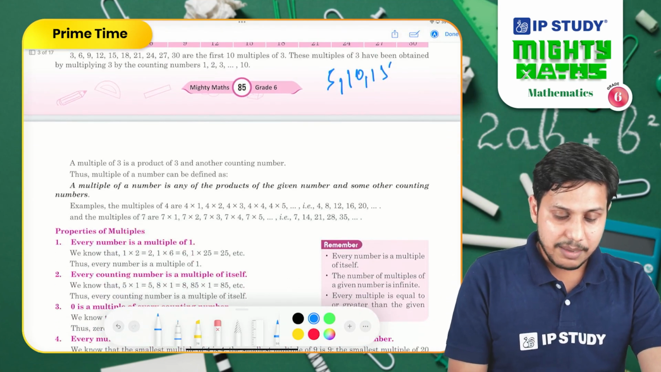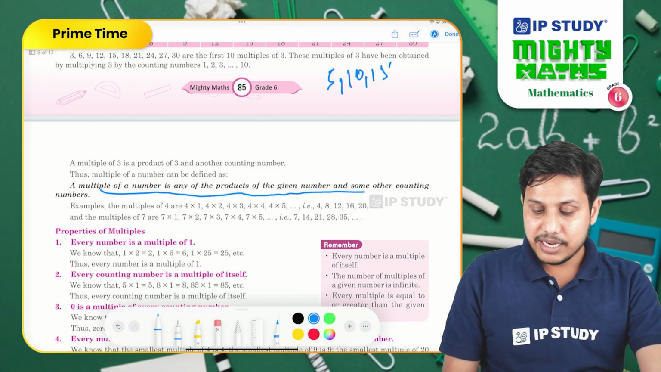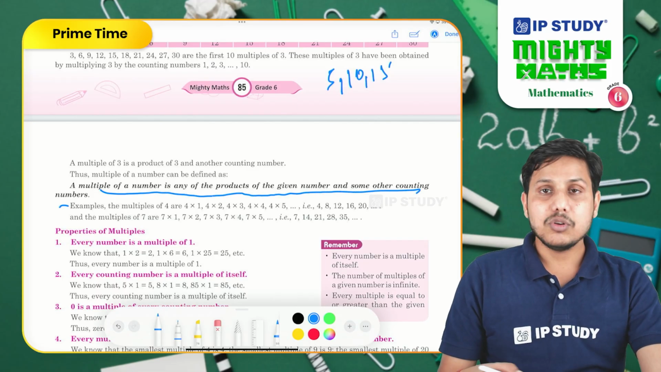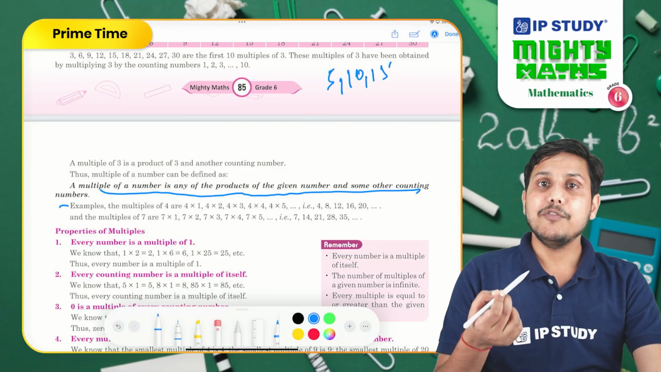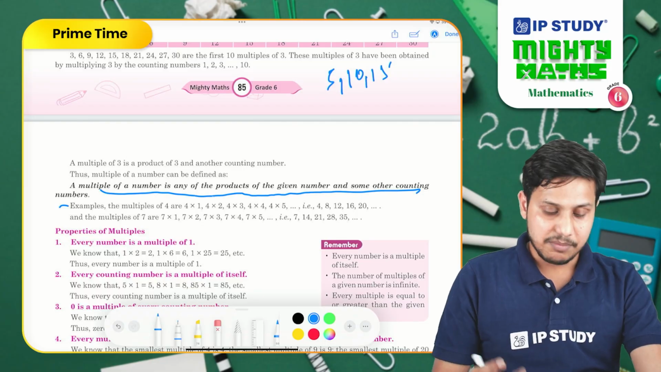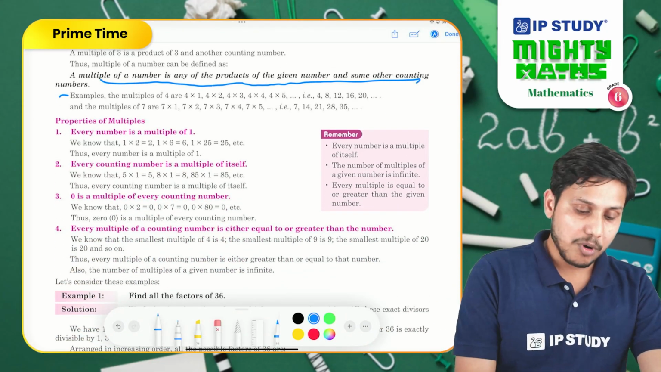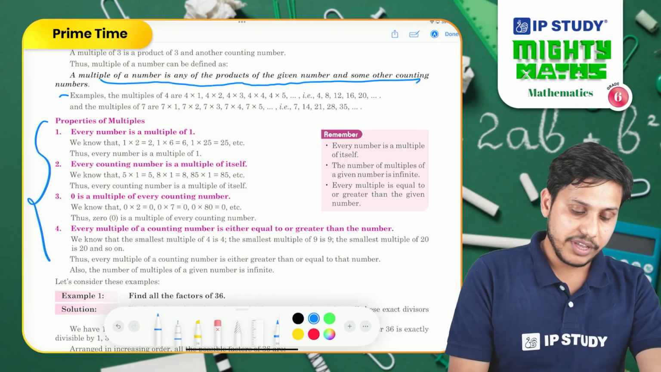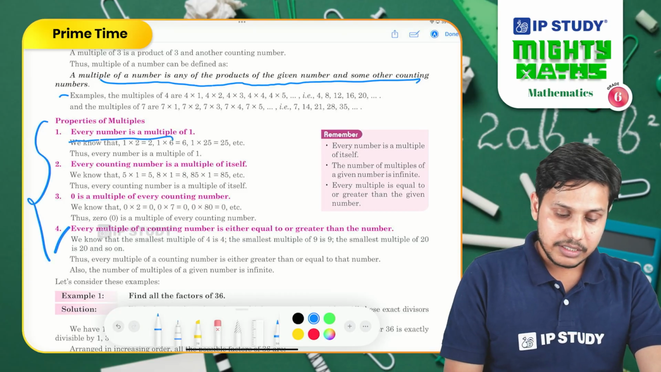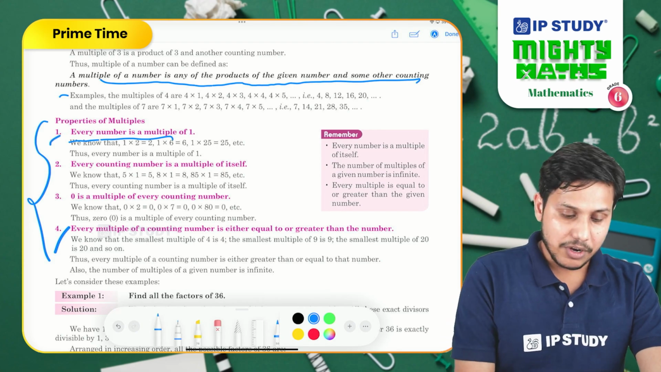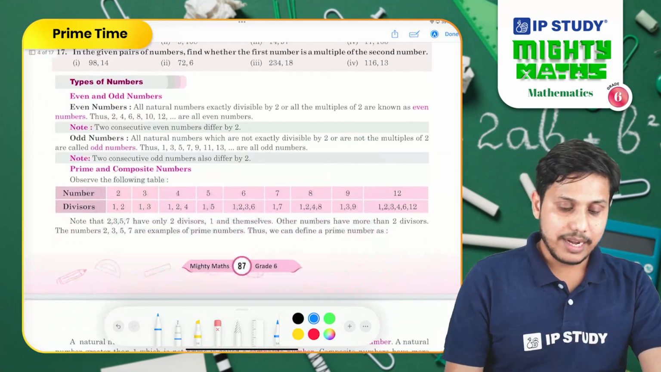Yes. So a multiple of a number is any one of the products of the given number and some other counting numbers. Yes, so if we multiply a given number by counting numbers, we'll get multiples of that number. Similar to the properties of factors, we have properties of multiples also. So there are 4 properties given over here. You can go through them and check if we are right or not about factors and multiples. Yes, moving to the next topic, types of numbers.